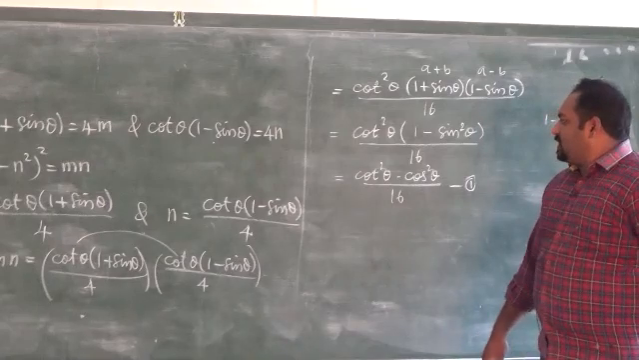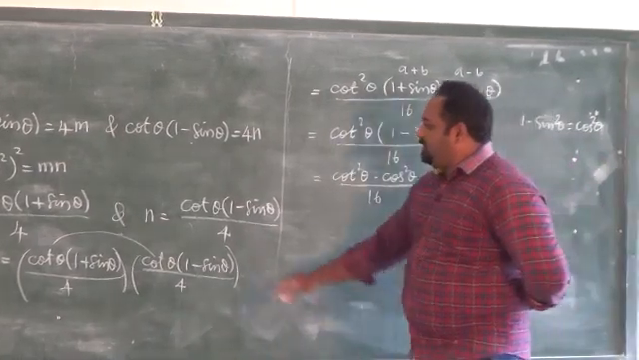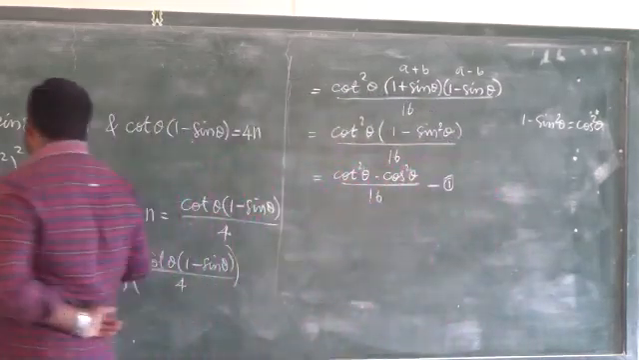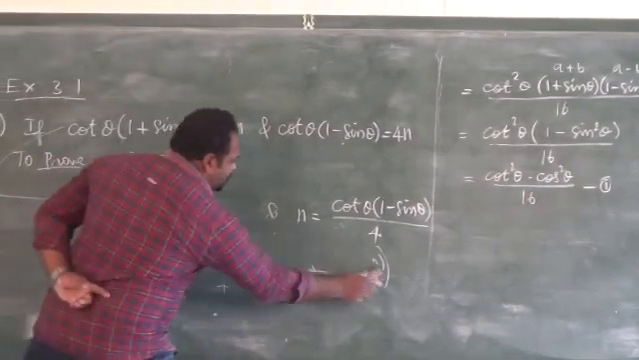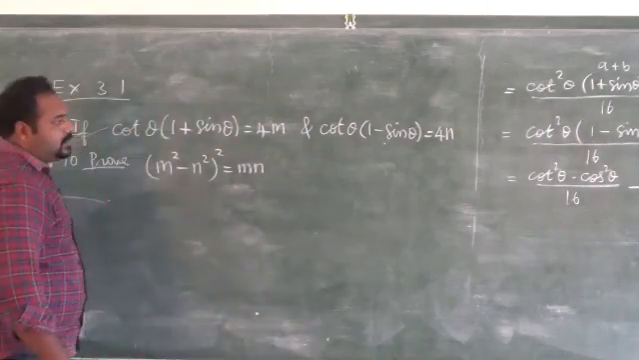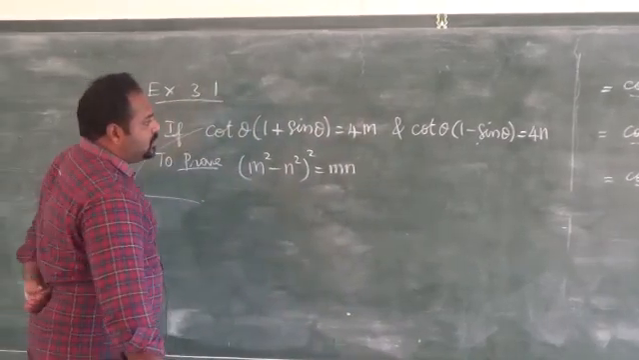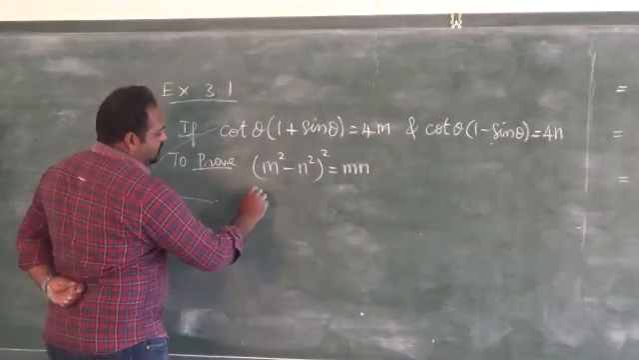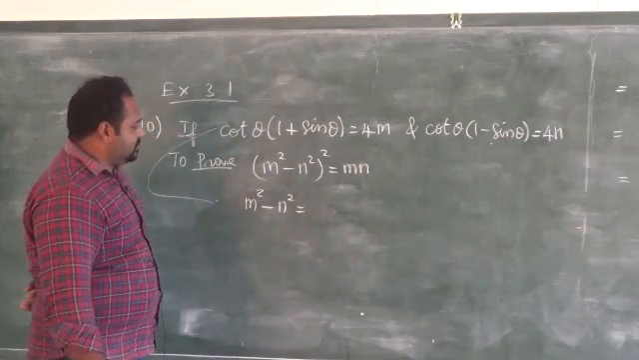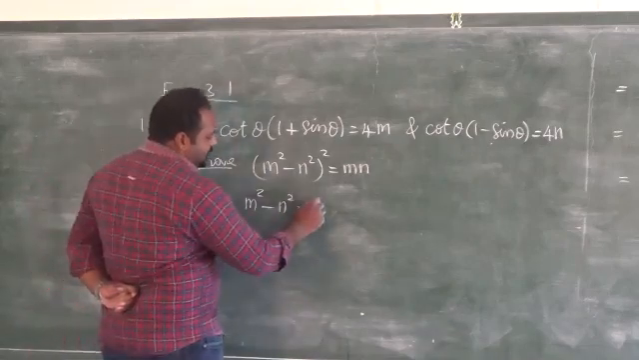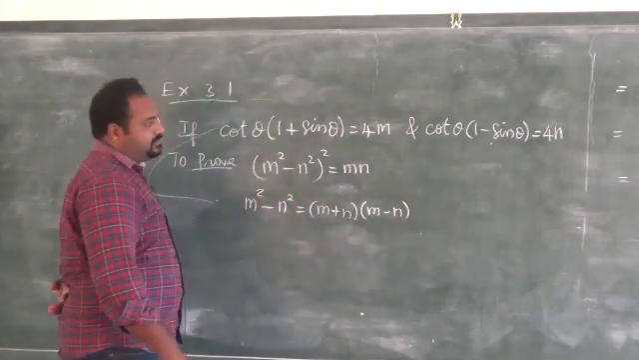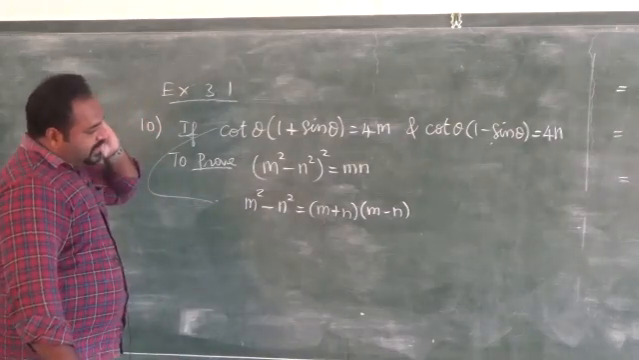We can go for the left hand side. The left hand side is m square minus n square whole square. First I am going to find m square minus n square. This can be written as m plus n into m minus n.